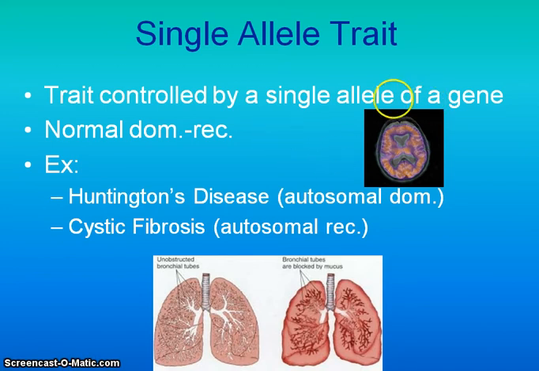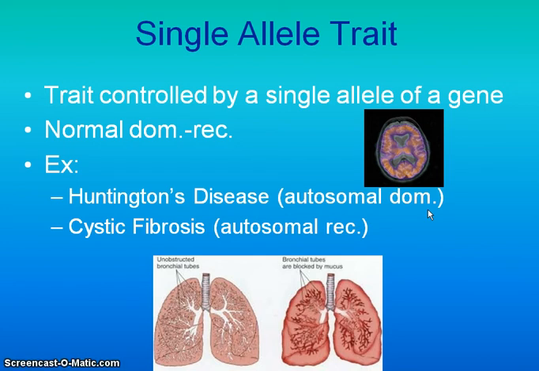Some examples are Huntington's disease. This is an autosomal dominant trait, so it's passed down through your autosomes, as opposed to an X-linked or a Y-linked trait, and it's a dominant allele that causes this. So you only need one of these dominant alleles in order to have this disease.